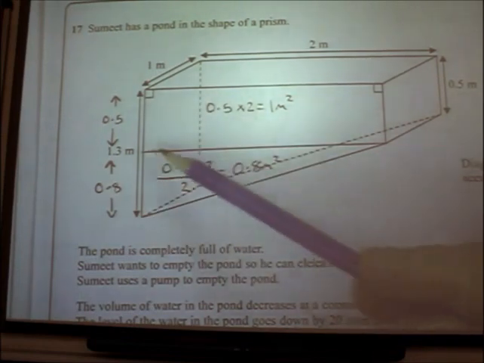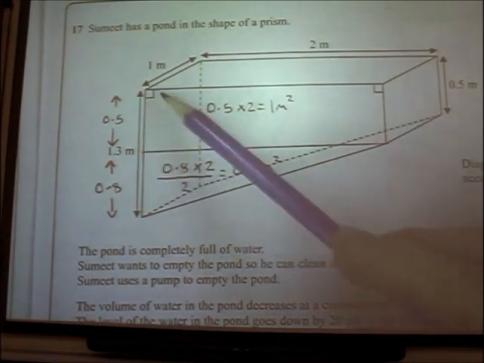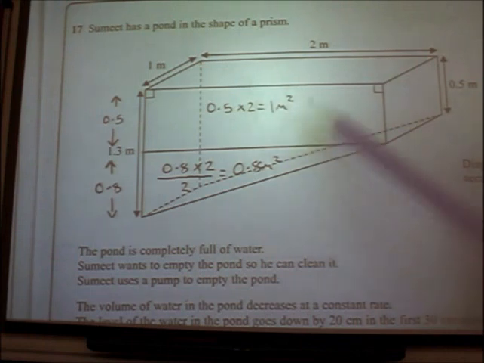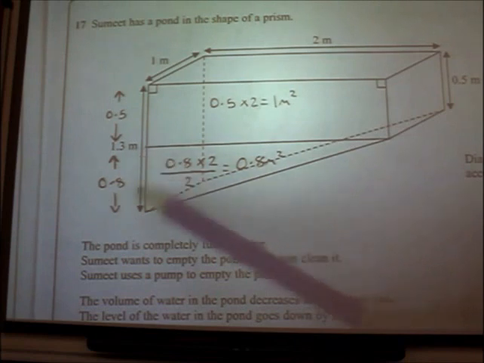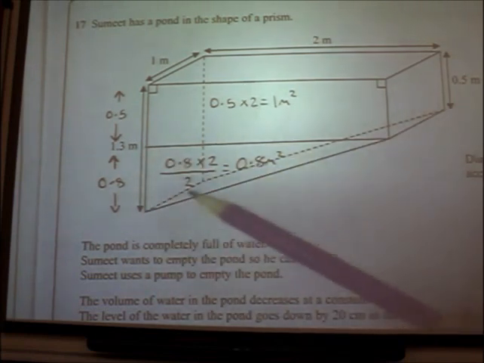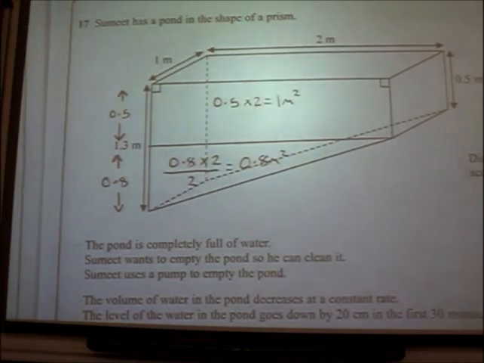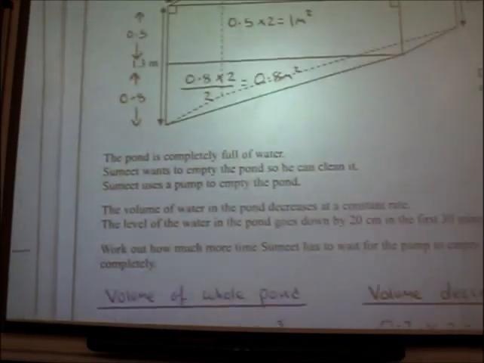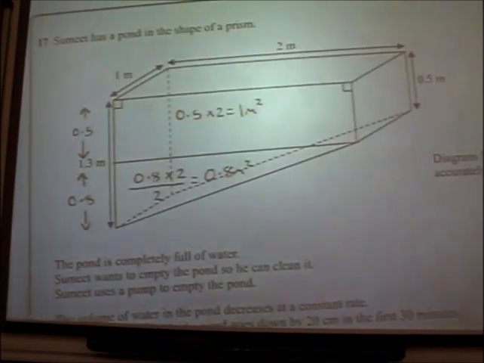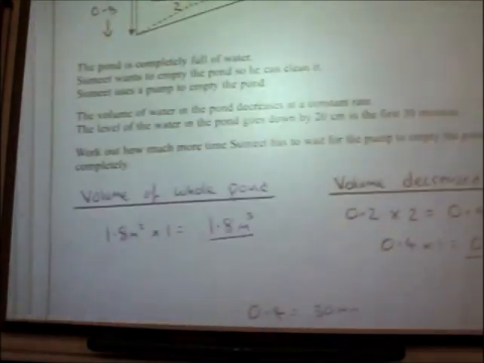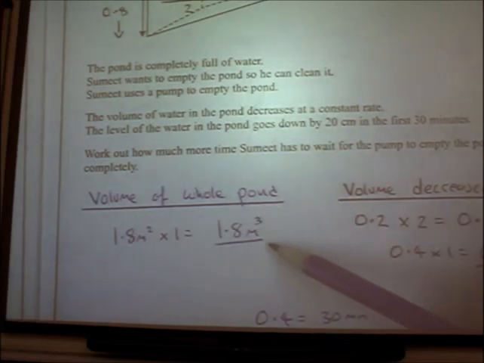So the area of this rectangle here, the cross section, is 0.5 times 2. So that's 1 metre squared there. This bottom bit is 0.8 times 2, because it's 0.8 high, it's still 2 across, but because it's a triangle, you divide by 2, so that equals 0.8 metres squared. You've got to add them up, so you get 1.8 metres squared as the cross section, and I've times it by 1 because that is how far the pond goes back. So the volume of the whole pond is 1.8 metres cubed. You'll get at least 2 marks for working that out.